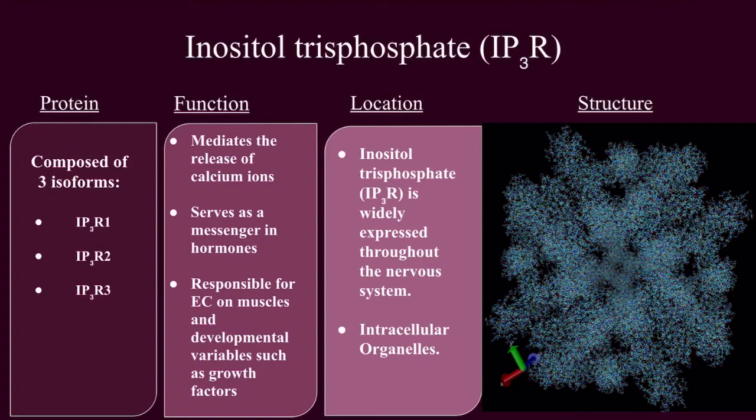IP3R, also known as inositol triphosphate receptor, is also a protein. They are also composed of three isoforms, IP3R1, 2, and 3. The functions of these receptors also mediate calcium ions. They serve as messengers in the hormones and are also responsible for muscle excitation contraction. The locations of these receptors are widely expressed throughout the nervous system and intracellular organelles. The structure is also half the size of the ryanodine receptor structure.